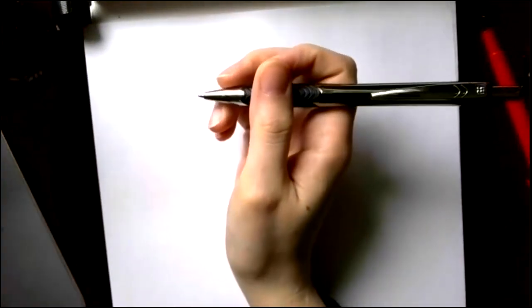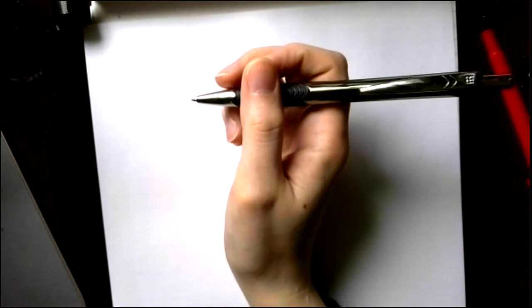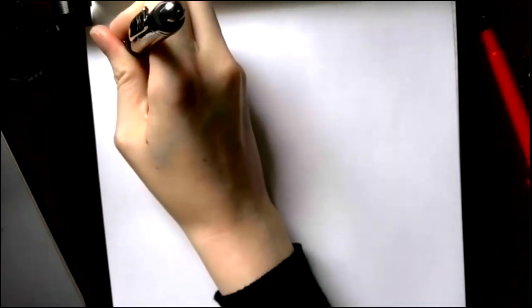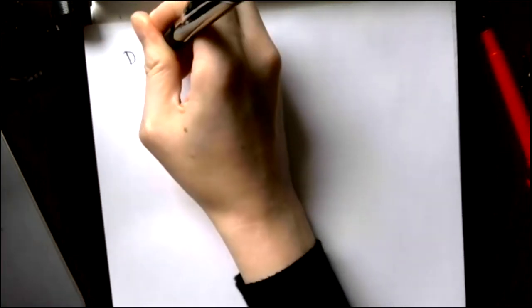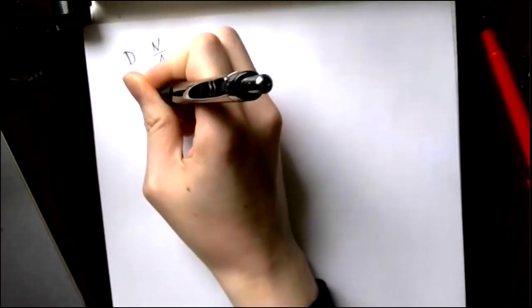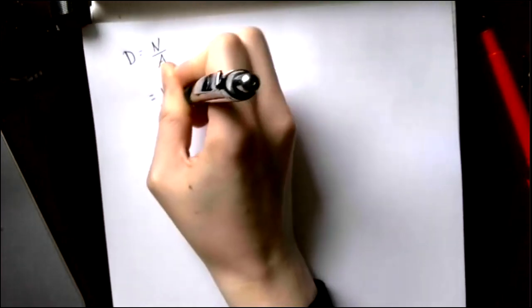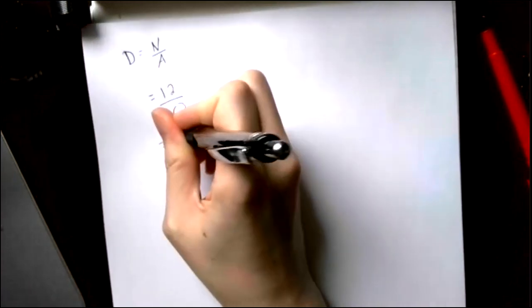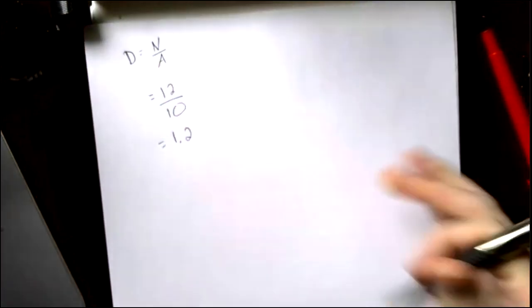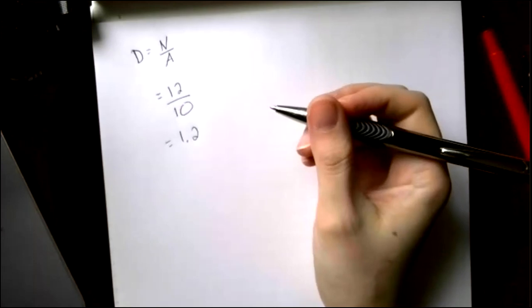Okay, so the first question says that there are 12 groundhogs living in 10 meters squared. So our density is the number of individuals divided by the area. So it's just going to be 12 divided by 10, which is 1.2 groundhogs per meter squared.